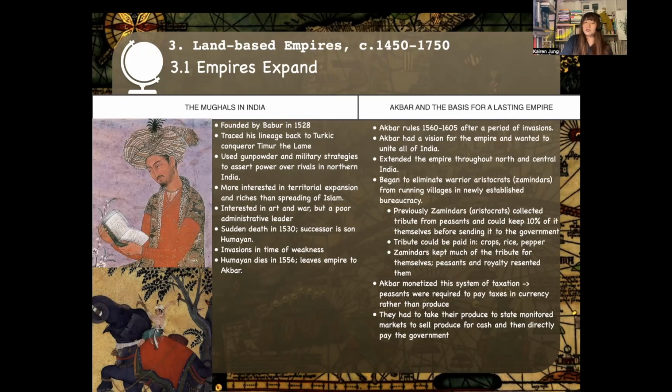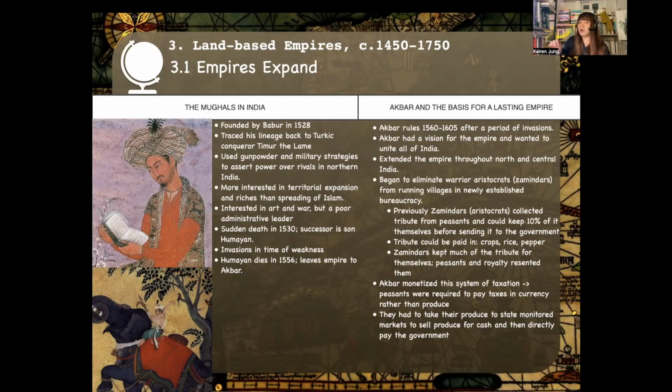When Babur suddenly died in 1530, the successor is his son Humayun. There were a lot of invasions in this time of weakness, and when Humayun died in 1556, he left the empire to Akbar. And Akbar is also called Akbar the Great for a reason. Akbar ruled between the years of 1560 and 1605 after a period of invasions. Akbar had a vision for the empire and wanted to unite all of India.